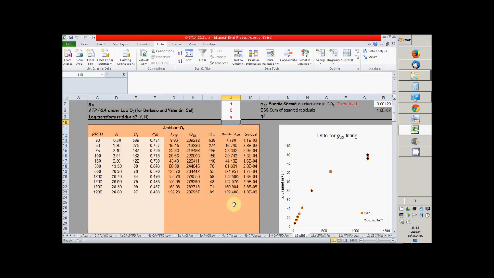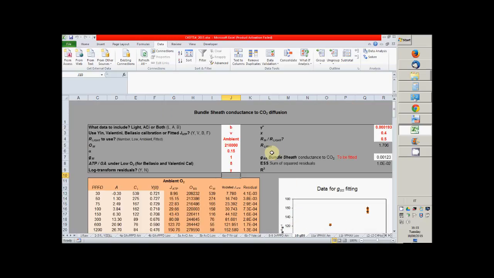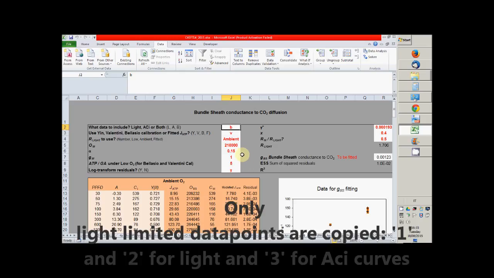Sheet 10 uses the ATP limited model of C4 photosynthesis to fit a value for bundle sheath conductance to CO2. To use this sheet, there are a few things which need specifying. First, we want to select what data to include. This sheet may use either both ACI and light curve or either of those.